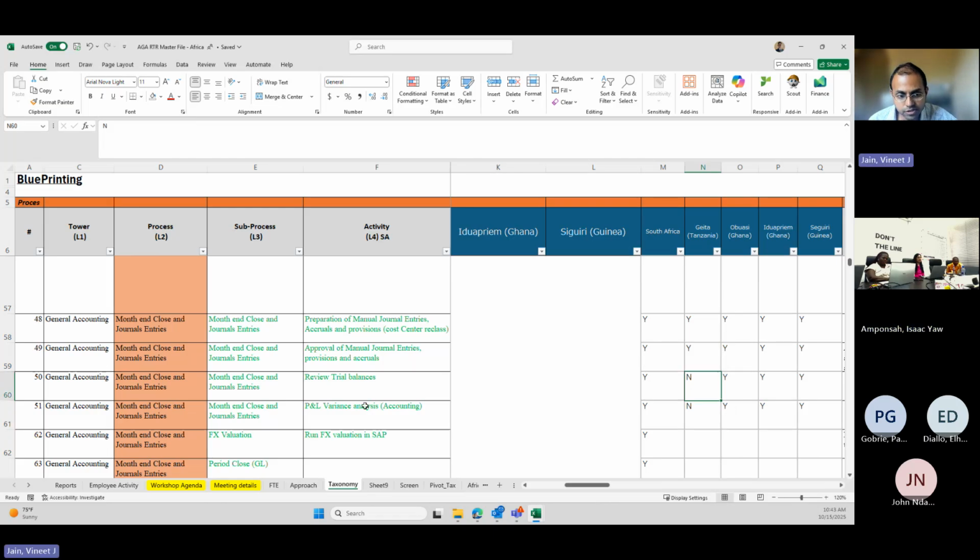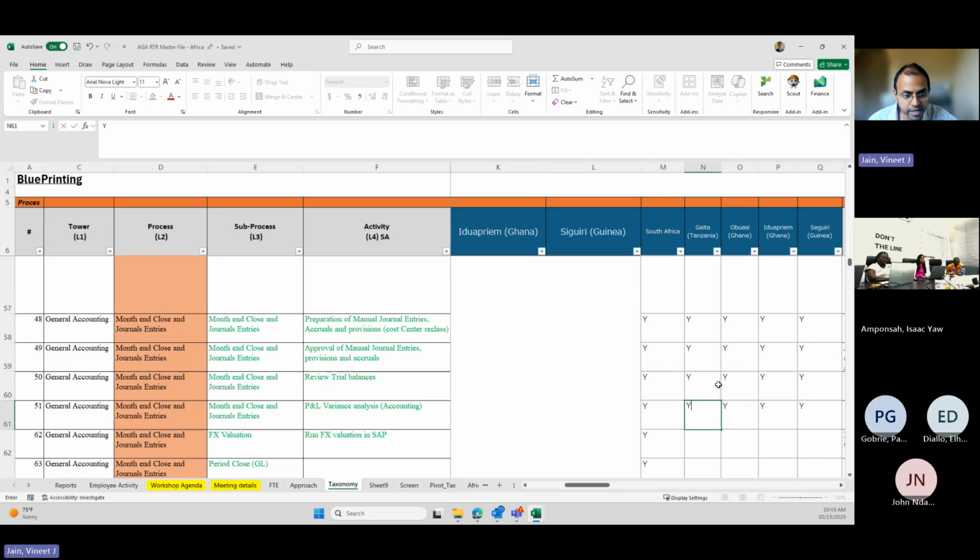So just to check, for the review of trial balance, I have put yes, except GETA. Is it correct? It also does the TB review. They do a TB review. Yeah, they do, but I'm not part of the team. Oh, okay. So GETA also does that? Yes. So that was yes? Yes, they do. Okay.